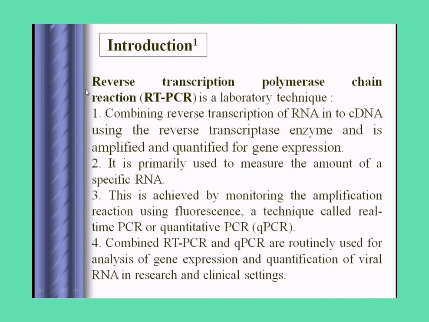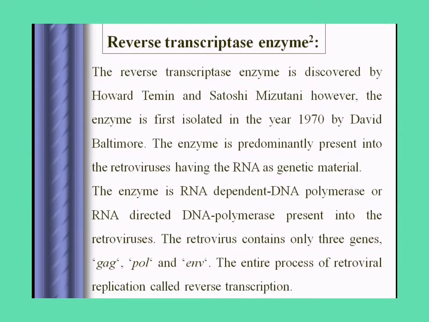Introduction. Reverse transcription polymerase chain reaction occurs in two steps. First one, transcription, then second one, amplification and quantification. It is a laboratory technique in which we measure the amount of specific RNA. This is achieved by monitoring the amplification reaction using fluorescence, a technique called real-time PCR or quantitative PCR. Combined RT-PCR and qPCR are routinely used for analysis of gene expression and quantification of viral RNA in research and clinical settings.